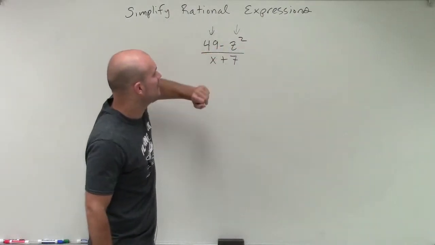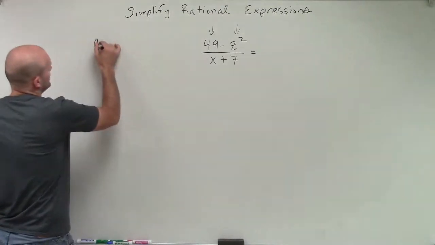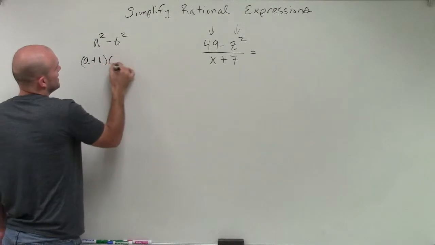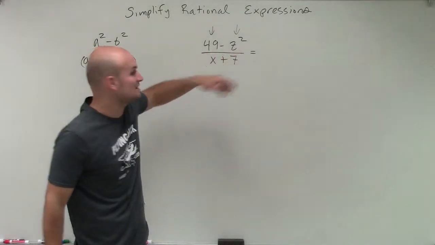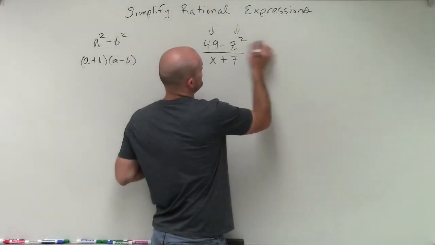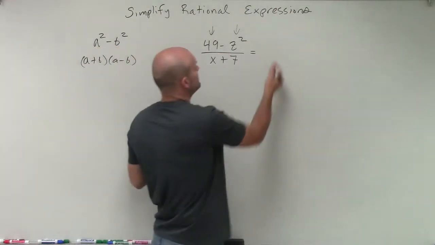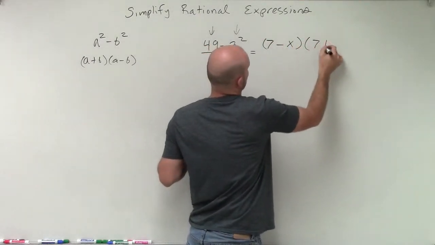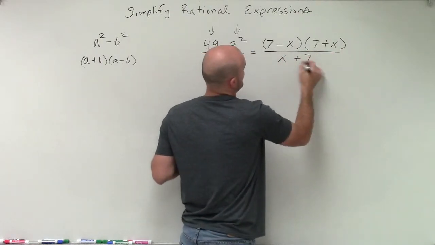So when looking at the factored form of this, if you remember my difference of two squares, I'll just write out the formula again. A squared minus b squared is a plus b times a minus b. So I know that this factored form could be, let's see, if this is my a squared, then a would be 7. So I could have (7 minus x)(7 plus x) divided by (x plus 7).